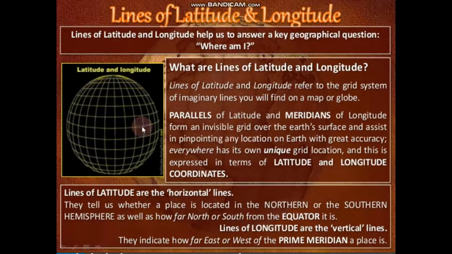They form an invisible grid. Here you can see an invisible grid over the earth's surface which helps us to calculate the distance. Now see, the lines of latitude are horizontal lines. Always remember that latitudes are horizontal lines and longitudes are vertical lines. Clear?